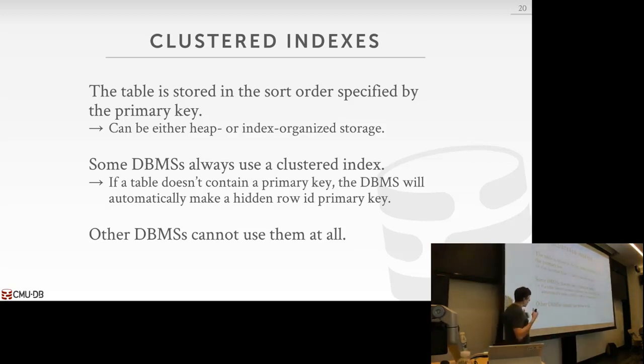In the case of Postgres, we can do a demo next time, but they have clustered indexes. You can define one. You can say cluster my table on this index, but it won't actually maintain it in that order. Meaning it does the sorting once and stores it on disk, but over time it can get out of order because it won't do it for you automatically. And when we talk about multi-version concurrency control, it'll become very clear why this is the case for them.